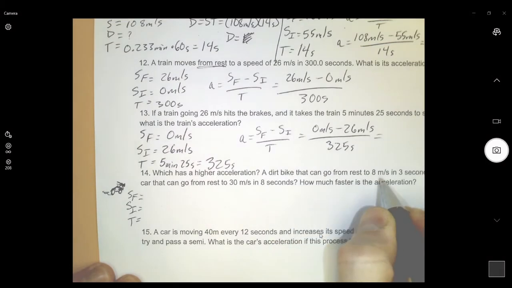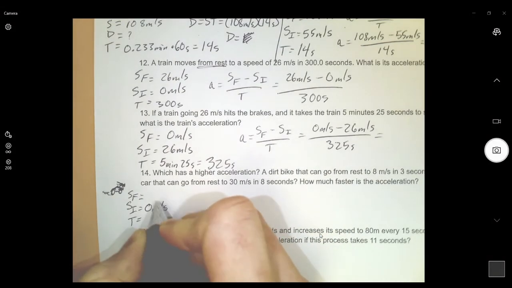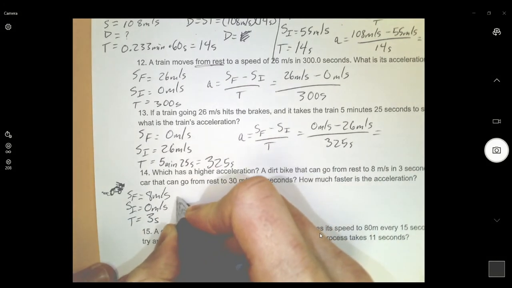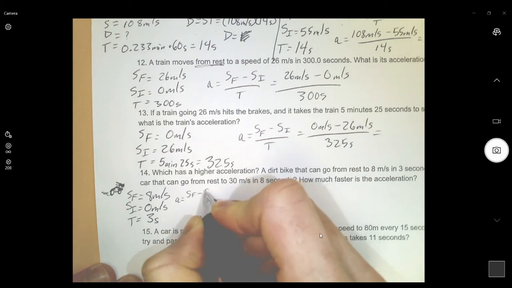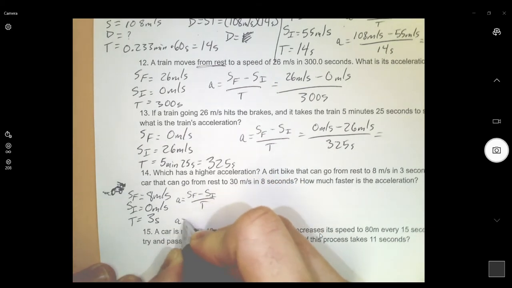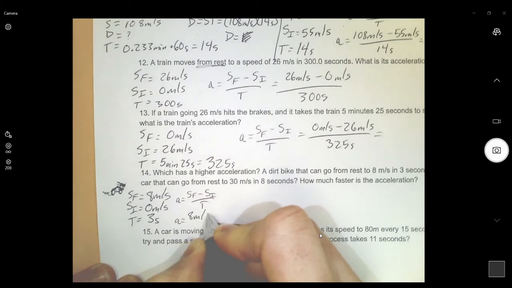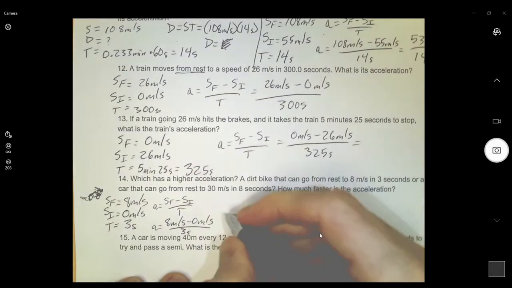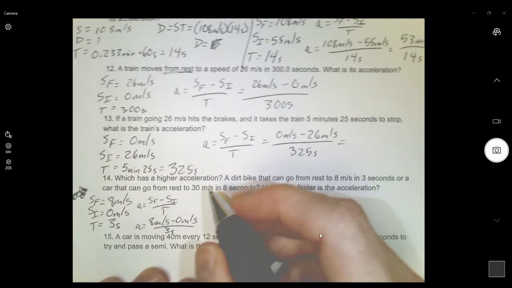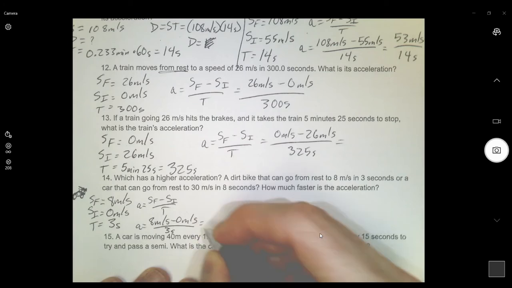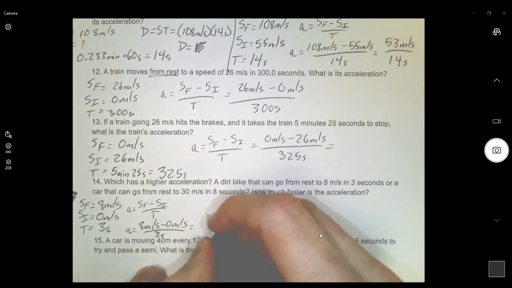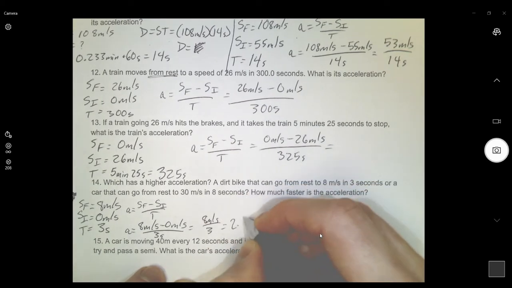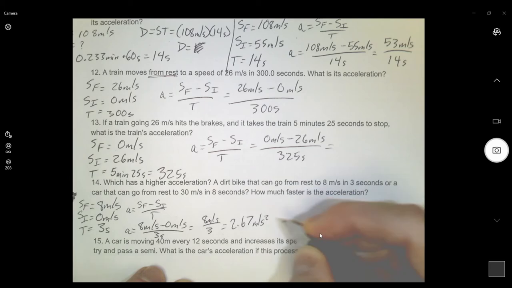And for our dirt bike, it can go from rest to 8 meters per second in 3 seconds. So we'll go ahead and find that. Final speed minus initial speed over time. So we've got 8 meters per second minus 0 meters per second over 3 seconds. If we solve that, you get 8 meters per second over 3, which is going to be 2.67 meters per second squared.